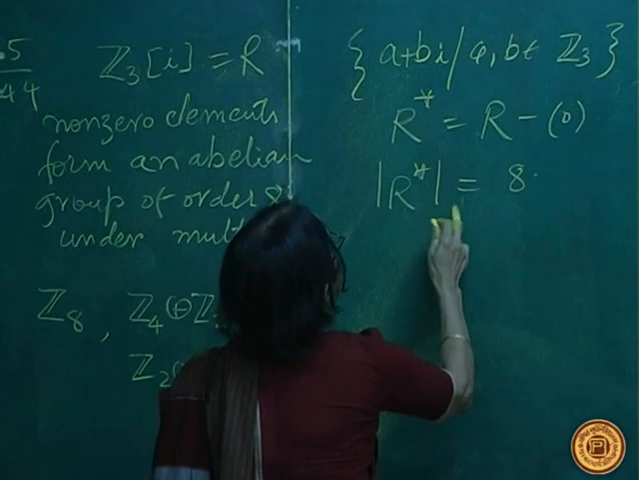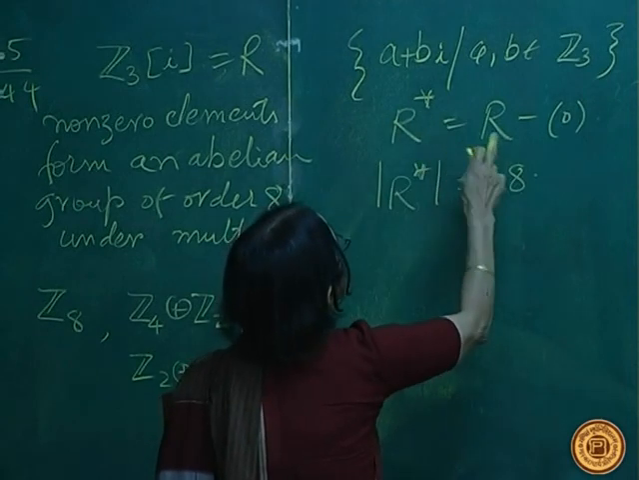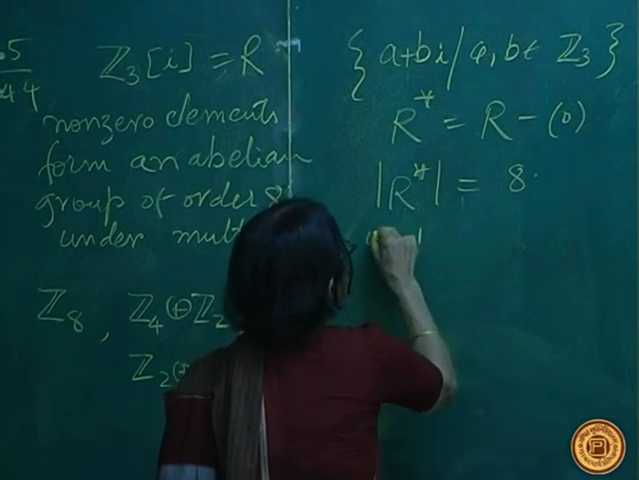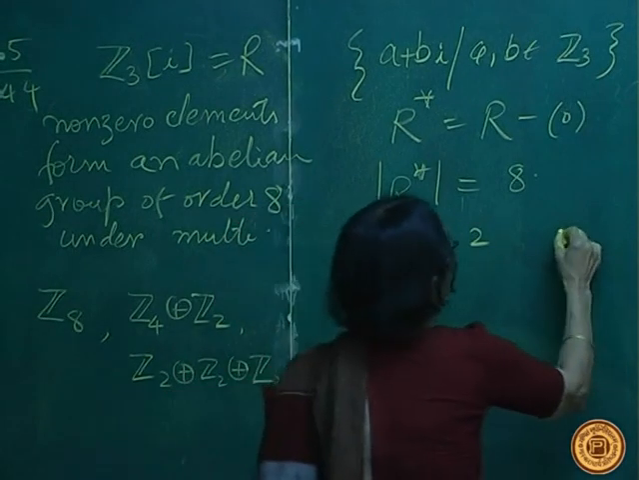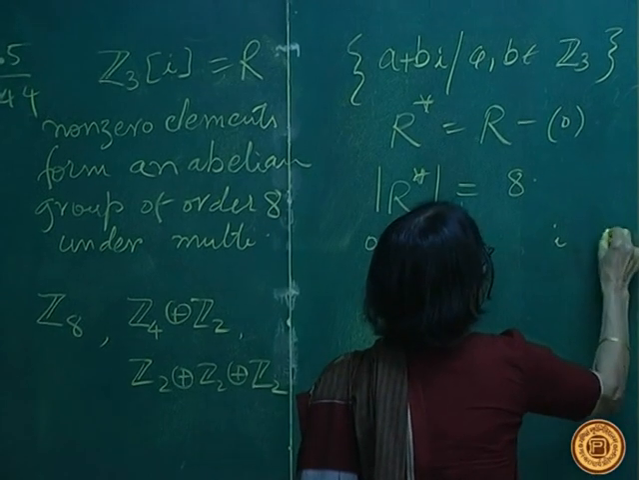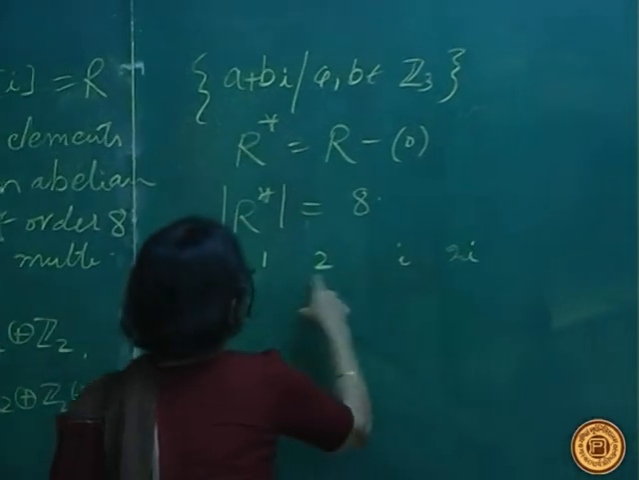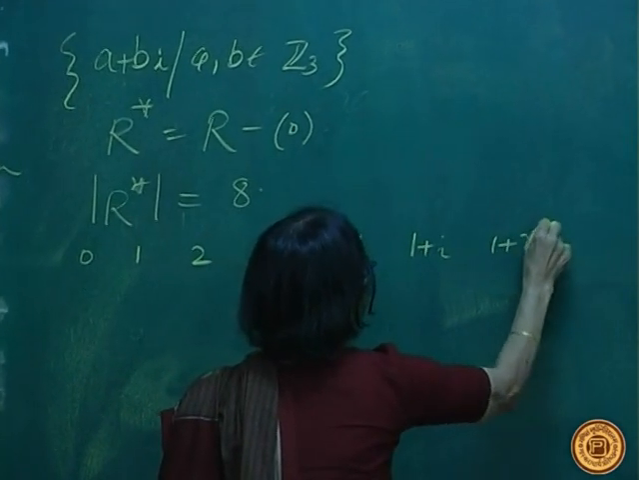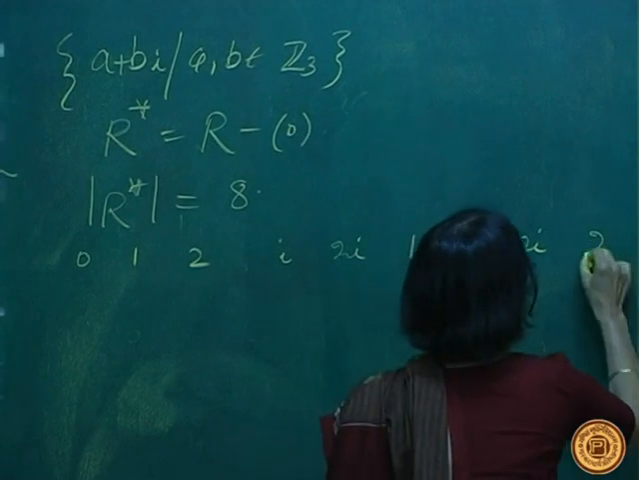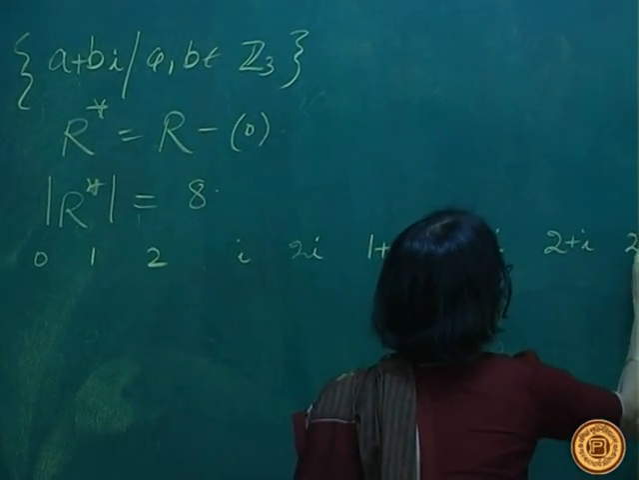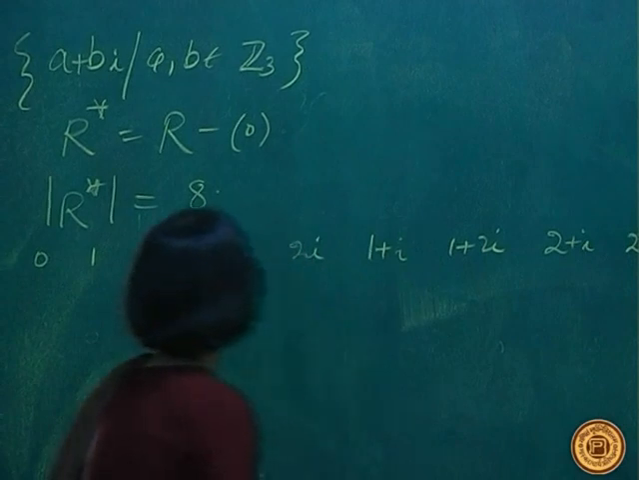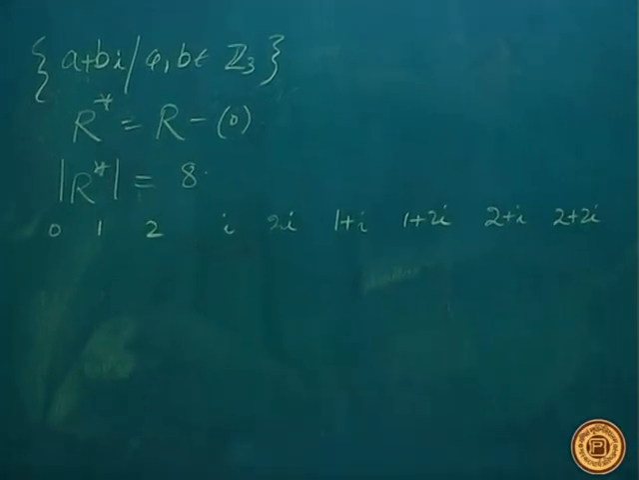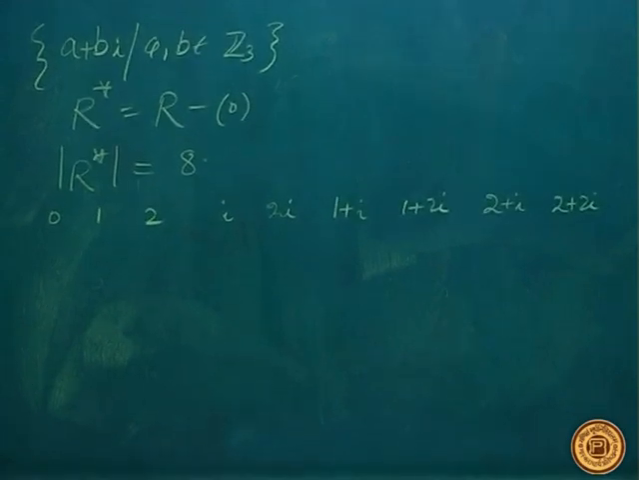What are the elements? 0, 1, 2, then i, 2i, adding i to this and 2i, then 1 plus i, 1 plus 2i, and 2 plus i and 2 plus 2i. Far too many elements. I don't want to construct the 8 by 8 multiplication table.